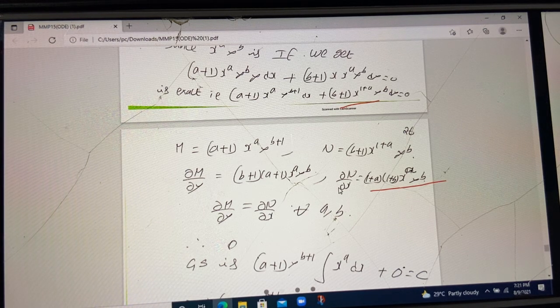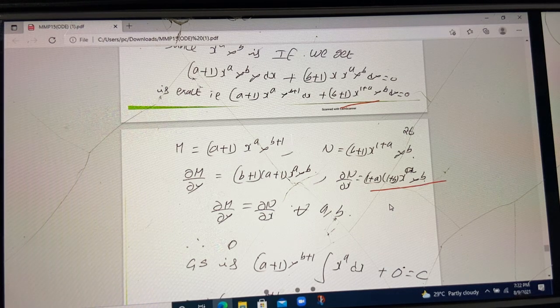For what values of A and B is this equation exact? Suppose you are asked to find that, then you have to stop here itself. Find A and B so that it is exact. For what values of A and B are they equal? They are exactly equal. What is the value of A and B? For every A and B it is equal. That means, what are the values of A and B so that it becomes exact? It is exact for all A, B. That should be your answer.